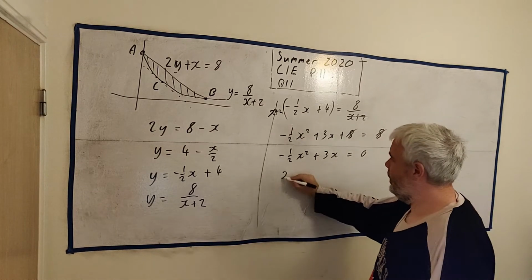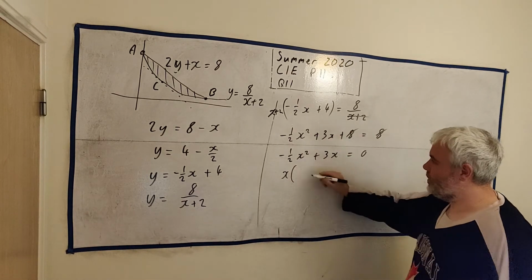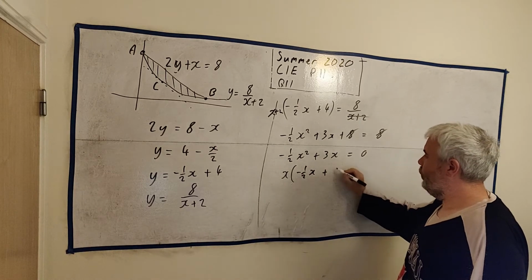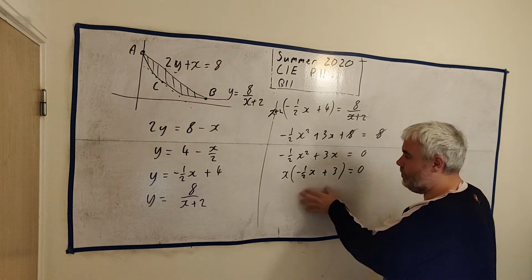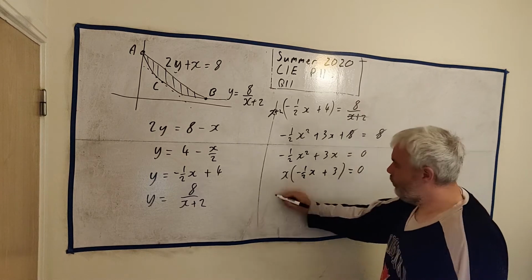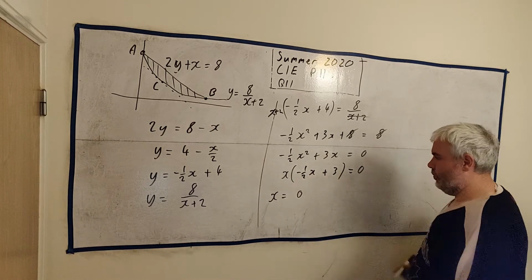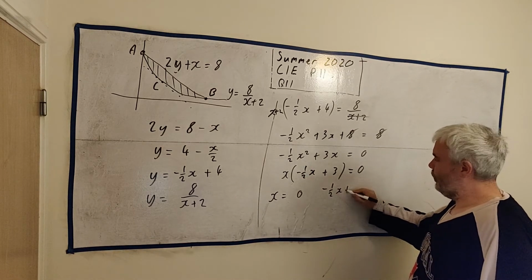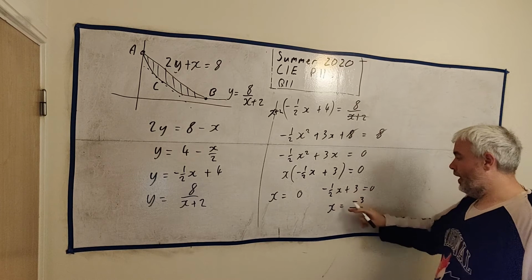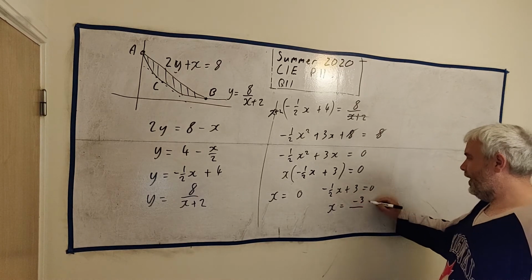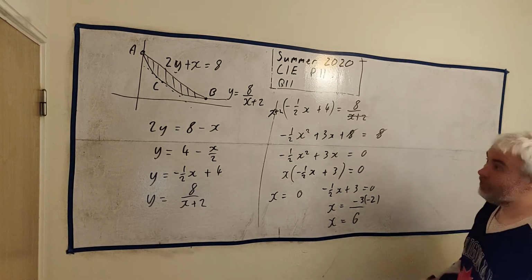Let's take an x out of everything. x comes out, and we're left with minus a half x plus 3 equals 0. So this is already factorized for us. So x could equal 0, that's one possible answer. Or the other answer is when this equals 0. So minus a half x plus 3 equals 0, so x is equal to 3 multiplied by 2. So x is equal to 6. There's our two answers.